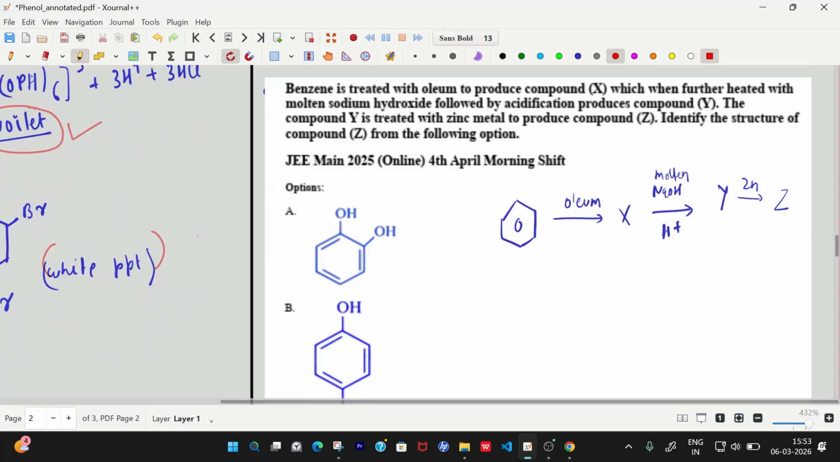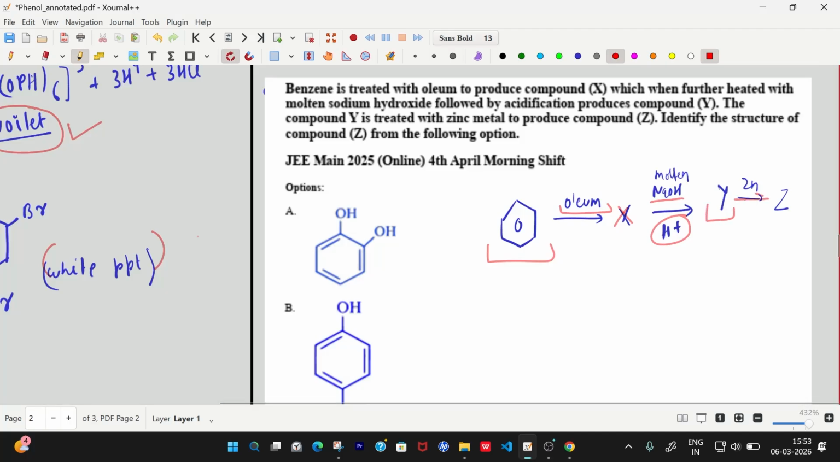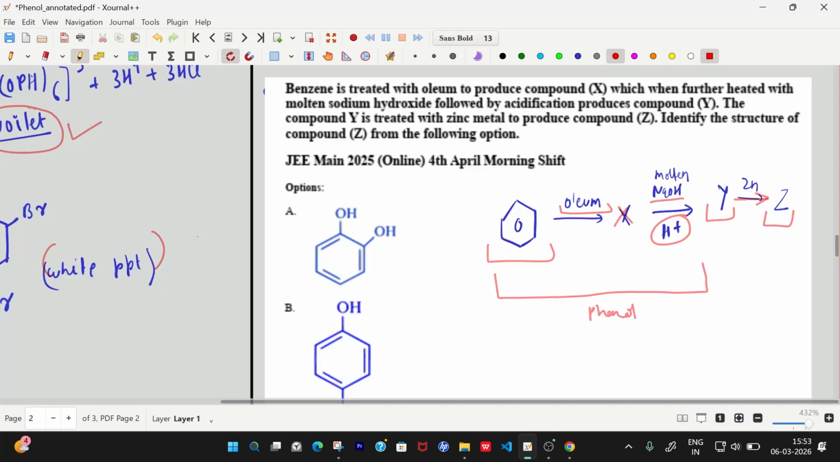Our third question is that benzene is treated with oleum to form a compound X, which is further treated with molten NaOH in the acidic medium to form Y, and this is further treated with Zn to form compound Z. If we see clearly, this is the method of preparation of phenol by sulfonic acid that we have discussed. Then X will be the sulfonic acid and Y will be phenol.